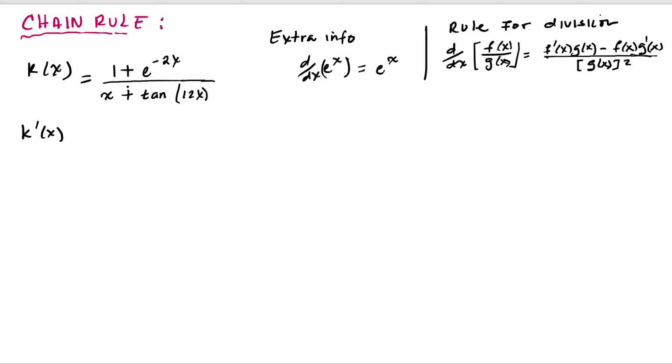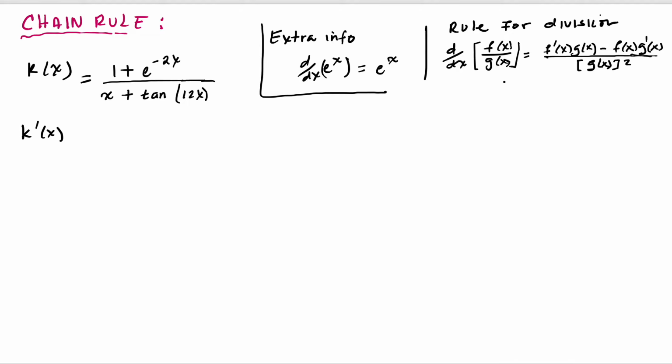Before we do that, I must admit that we need a little bit of extra information, and it's this one right here. The information says that the derivative of e to the x happens to be e to the x again. Also notice that this function is basically a division of functions, so we need to use this rule right here that we've discussed in class before.